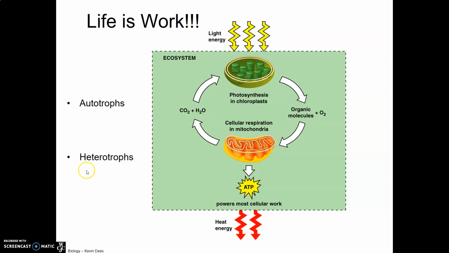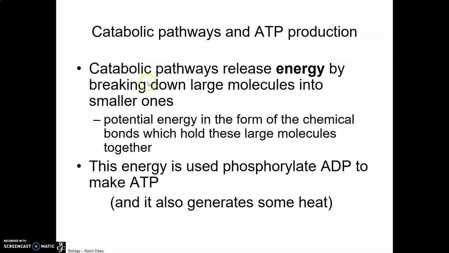Now, heterotrophs, or different feeders, jump into this here, right? They don't have the ability to harvest light energy and use these inorganic carbons and water to create their own organic molecules. So review the differences between the autotrophs and the heterotrophs. In this particular chapter, we're going to be specifically looking at the catabolic pathways and how ATP can be produced by the breakdown of those large molecules into smaller ones. So just refresh your memory about this.